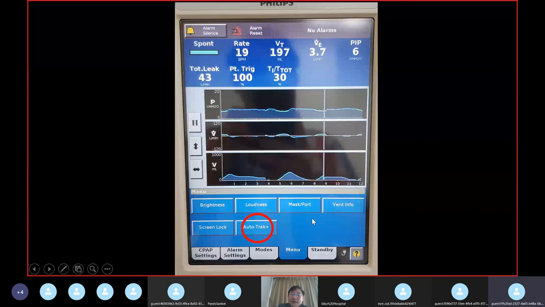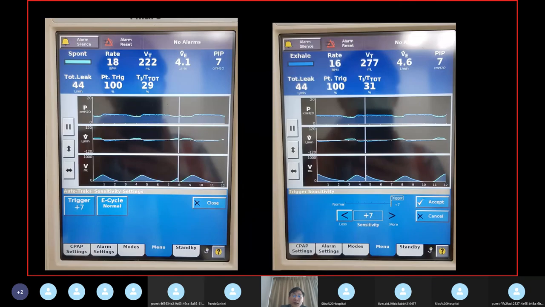Then after you set up this one, you can put on the auto track. When you press on the auto track, there are actually two different things that you can adjust. This is the trigger sensitivity. When you press on the trigger, there will be different triggers shown. You can put a normal trigger, the usual auto track one without the plus, or you put it more sensitive.